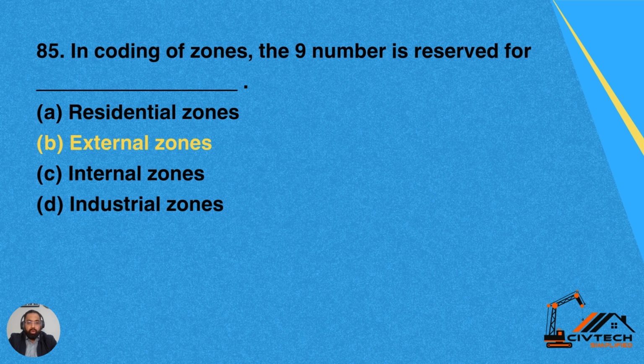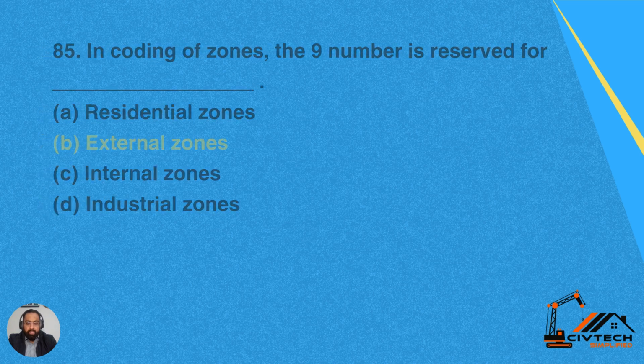Question 85. In coding of zones, the number 9 is reserved for dash. Option A, residential zone. Option B, external zones. Option C, internal zones. Option D, industrial zones. So in coding, the number 9 is reserved for external zones. B is the correct answer.